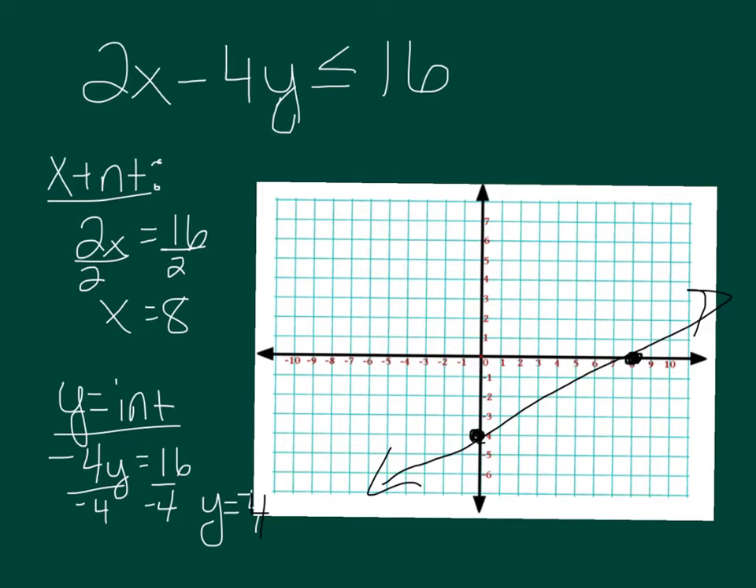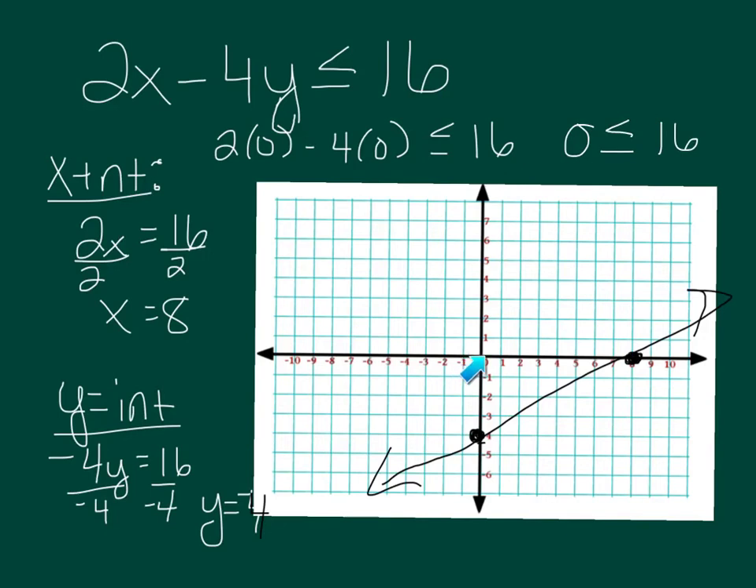So we have 2 times 0 minus 4 times 0 is less than or equal to 16. Well, all this right here is just going to actually end up equaling 0 because 2 times 0 is 0, 4 times 0 is 0, 0 minus 0 is just 0. So really you have 0 is less than or equal to 16, which is in fact true.